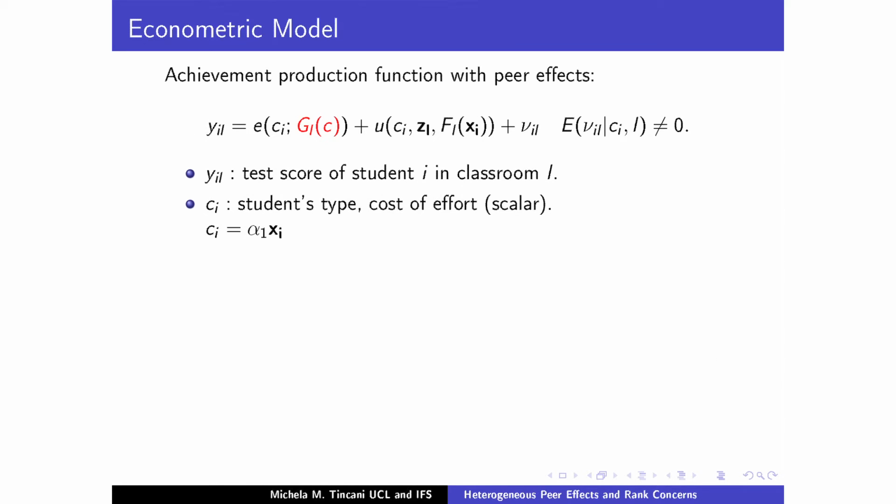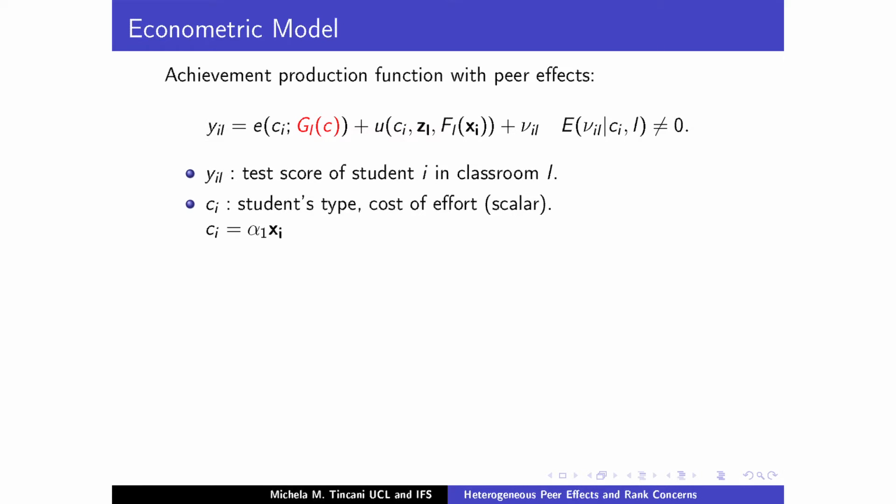So this is the econometric model. This is the achievement production function with peer effects. So y is the test score of student i in classroom l. It's going to be a function of a student's type. So I've been talking about ability to study. That's what the type is. I will actually model it as a cost of effort. It will be clear in a second why. So the cost has the opposite effect of the ability to study, obviously. So I'm going to talk interchangeably about ability to study and cost of effort.